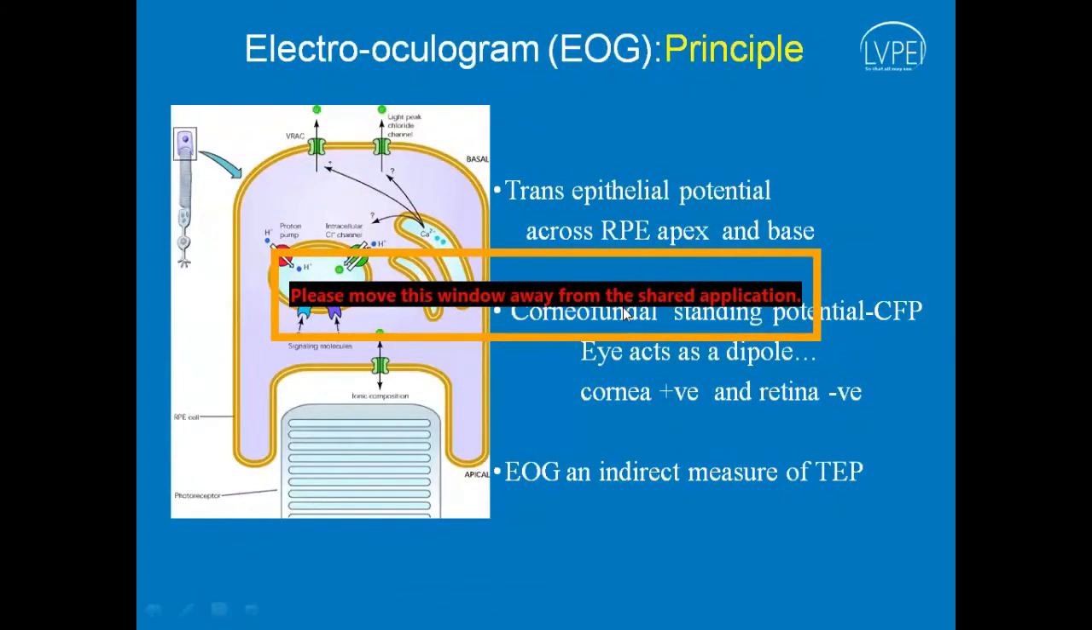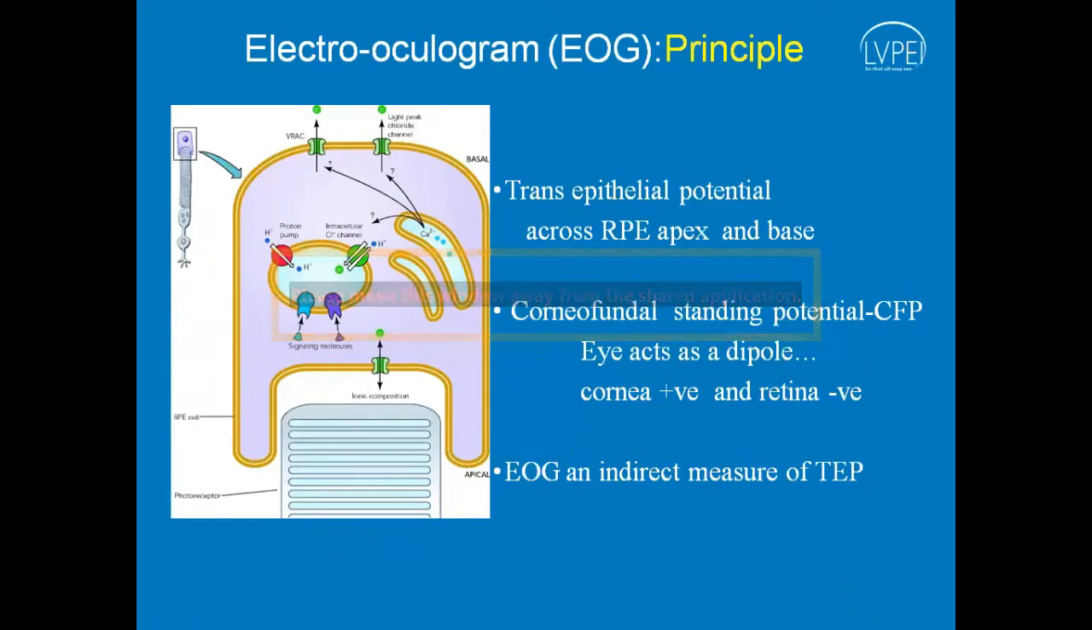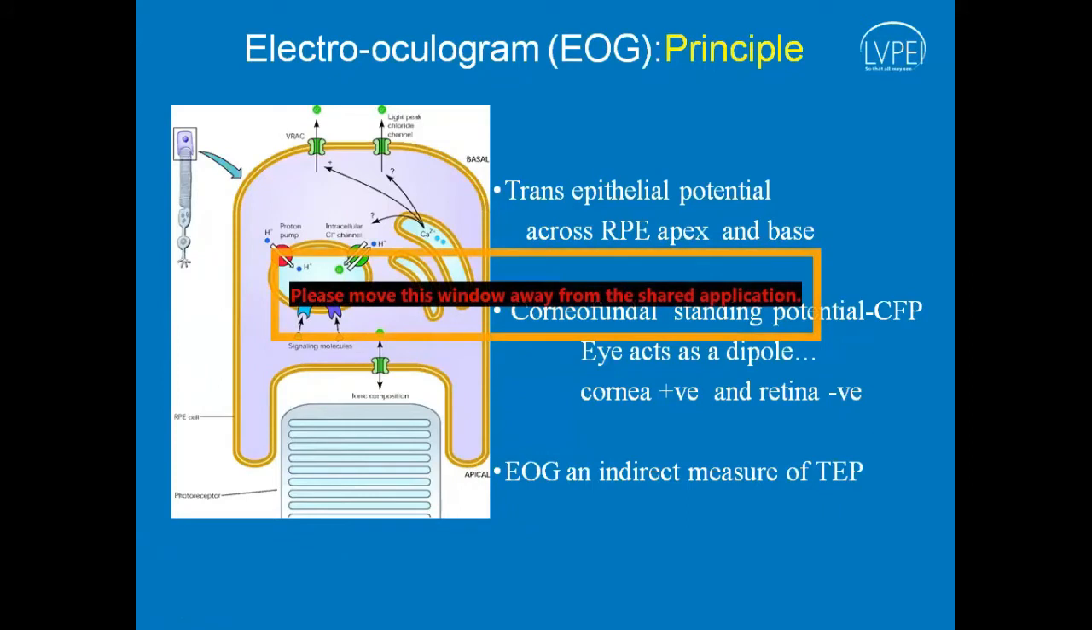So I will go to the next program, that is electrooculogram. In the resting stage, there exists a potential across the retinal pigment epithelium, base to apex. And this is the reason why the eyeball in a resting stage acts as a dipole, with the cornea being positive and retina negative. So it's a corneofundal potential, positive anteriorly and negative posteriorly.